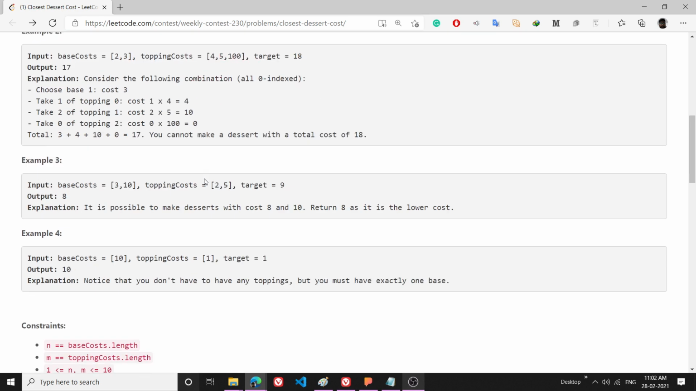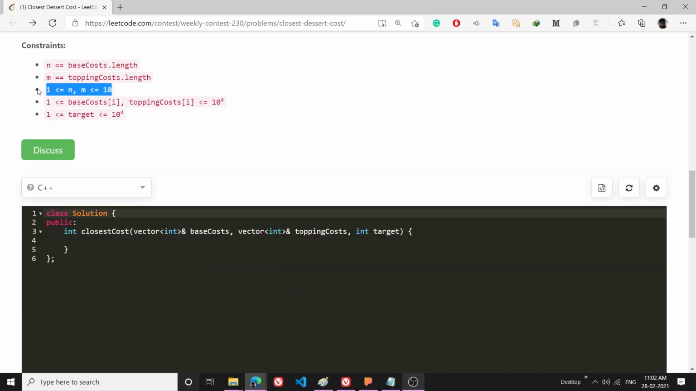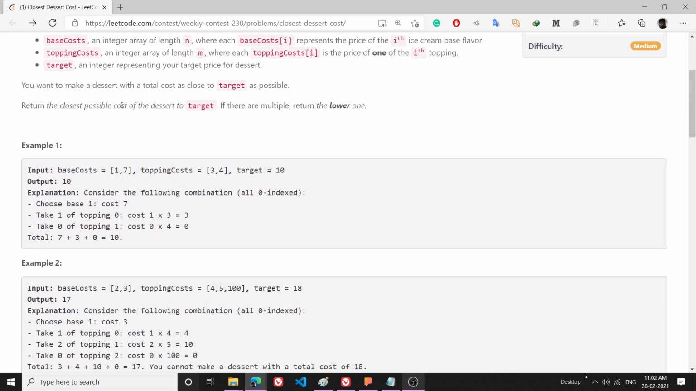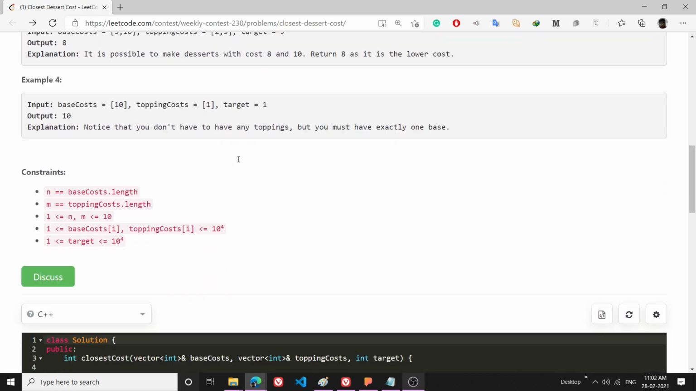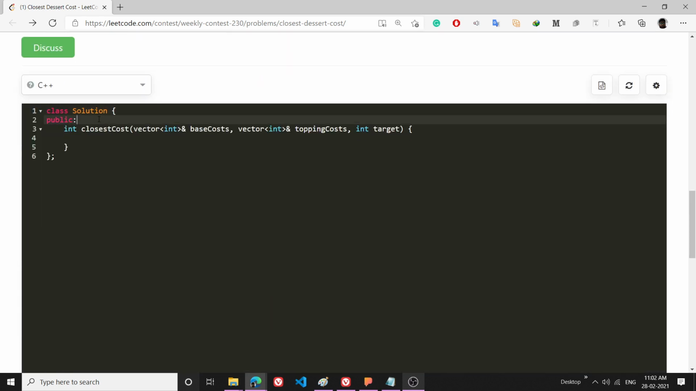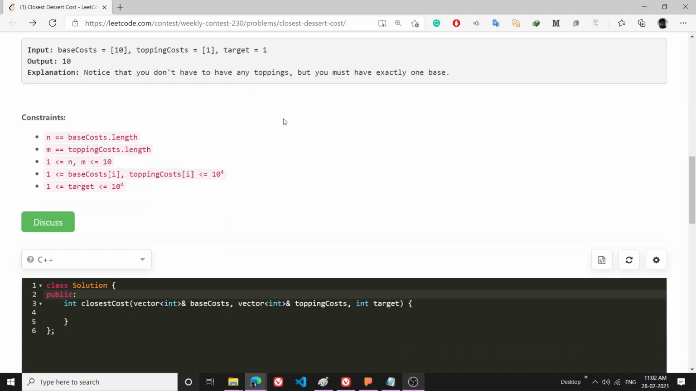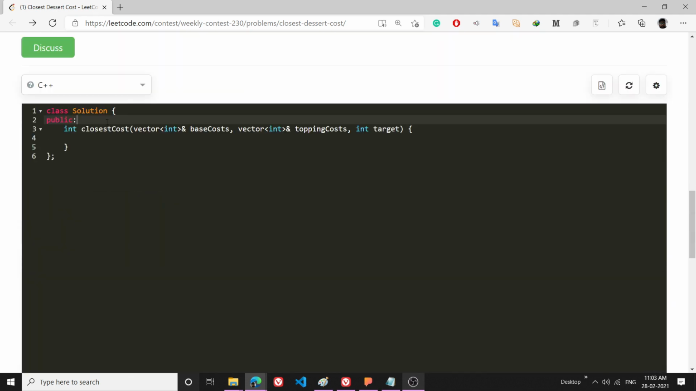nearest. Since the constraints in this problem are pretty low, it suggests that I can generate all types of purchase combinations, and then from all these combinations I will choose the one whose difference from the target is the least. So the idea is that I will generate all possible costs using the given data, store them, and then take the one which is closest to the target.